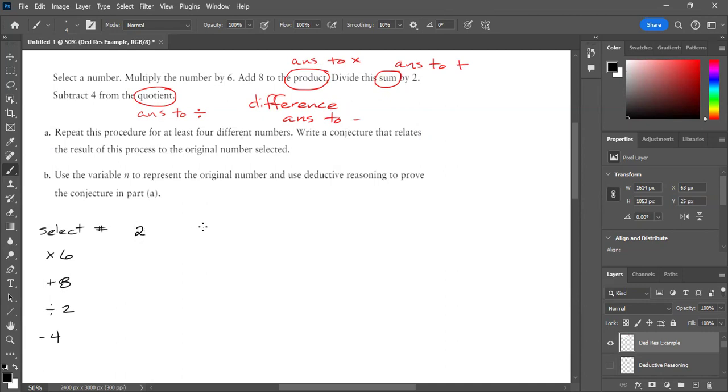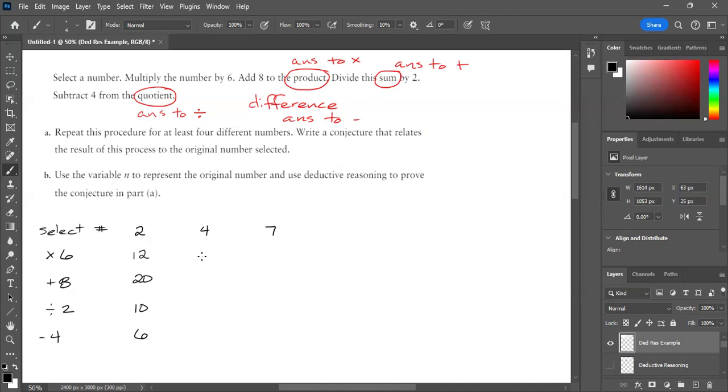Let's pick 2, 4, and 7. So let's see what we do. We take 2 times 6 is 12. 12 plus 8 is 20. 20 divided by 2 is 10. 10 minus 4 is 6. So we started at 2 and got our way to 6.